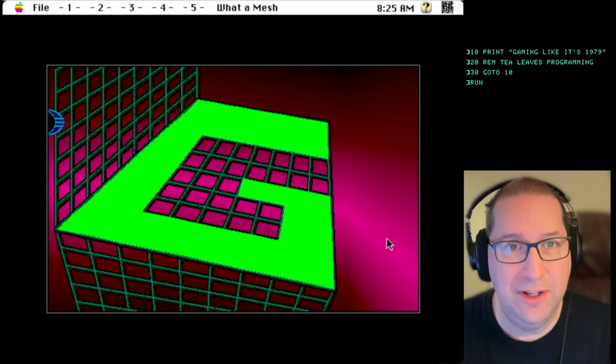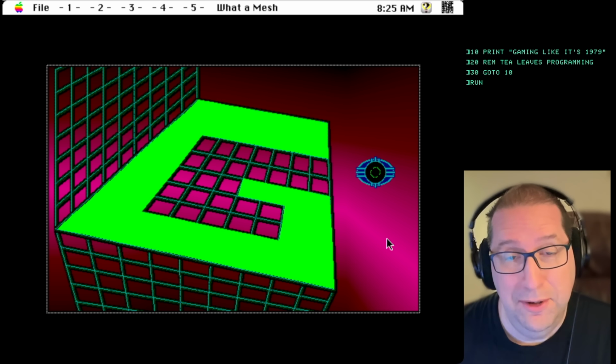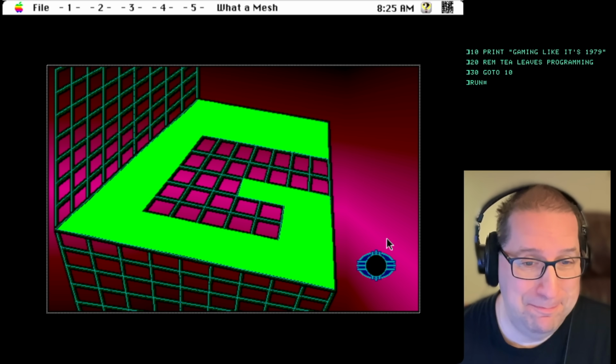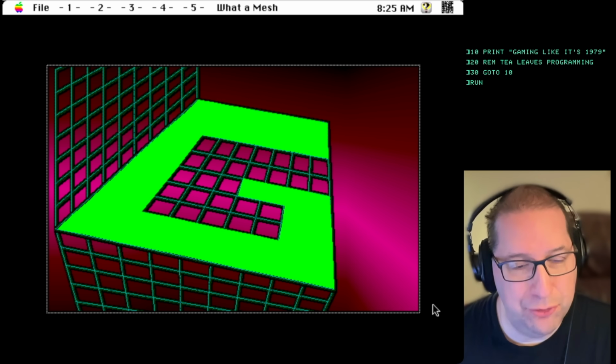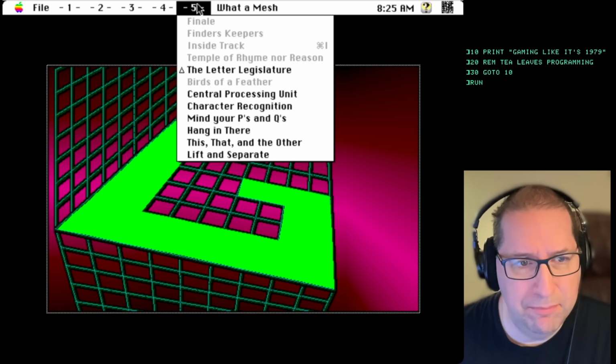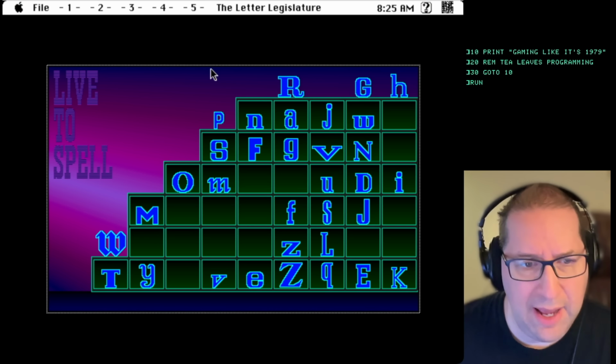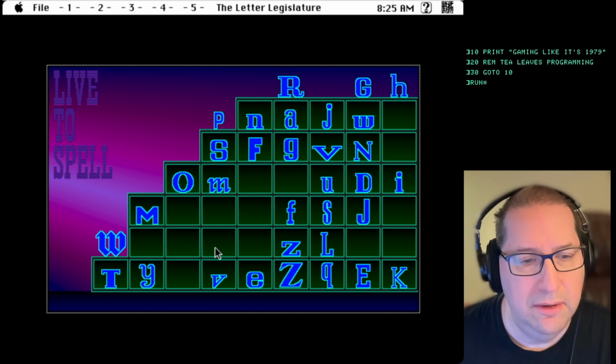What gets me is he knows, he's making these jokes about how it's killing his eyesight, but he still put the puzzles in the game. So I do think the mesh puzzles overstay their welcome. I do think also that that was the last one. So let's check in on the letter legislature and see how it's filling in.